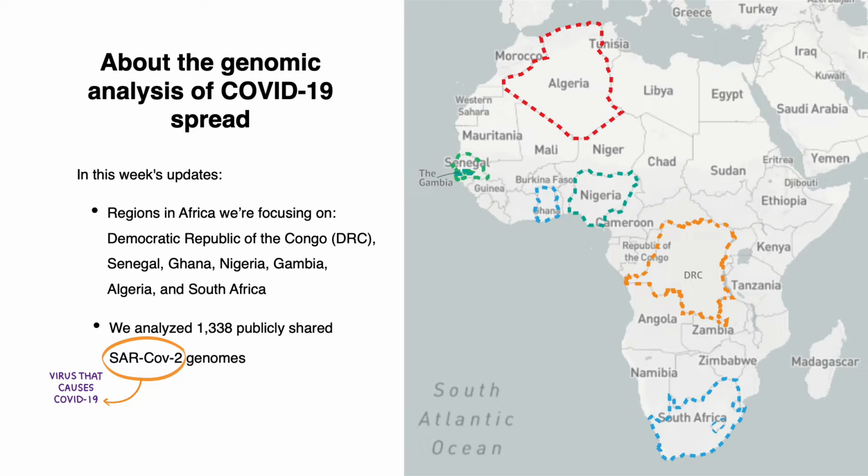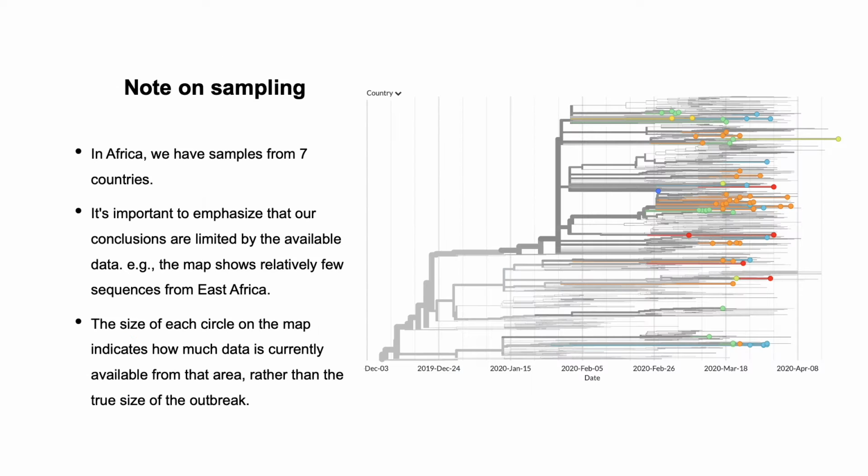For this report, we have analyzed 1,338 publicly shared SARS-CoV-2 genomes. By comparing these viral genomes to each other, we can characterize how COVID-19 is moving around the world and spreading locally. We currently have sequences from samples taken in 6 continents. In Africa, we have samples from 7 countries.